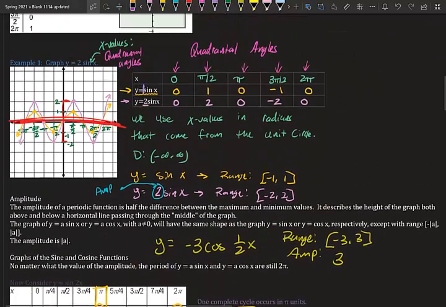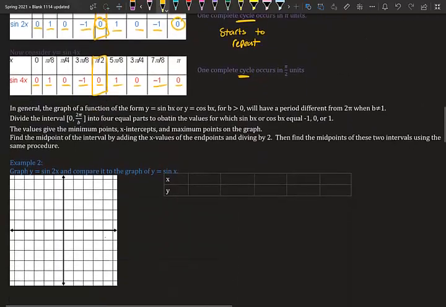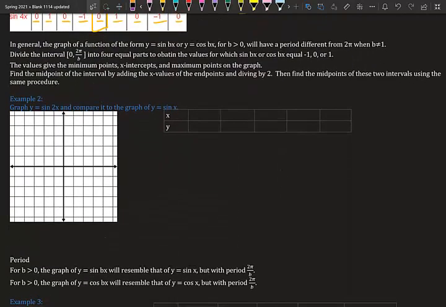So in example 1, you see how we just knew 0 to 2 pi? That's because there was nothing in front of x. That's why we knew it was just 0 to 2 pi and we used the quadrilateral angles. But here, we're not given that. We have something in front of x. So when we have something in front of x, we need to find the period.